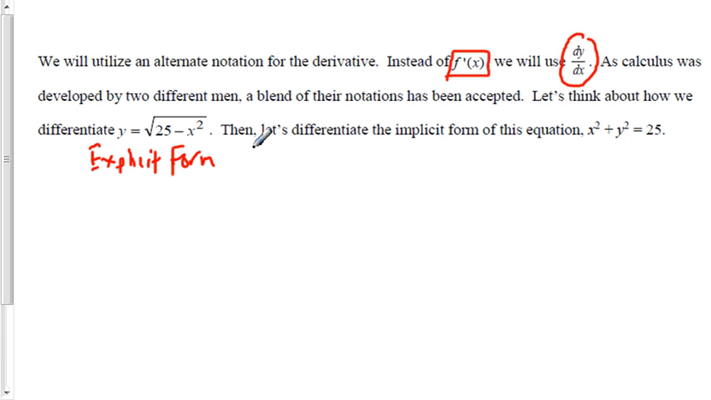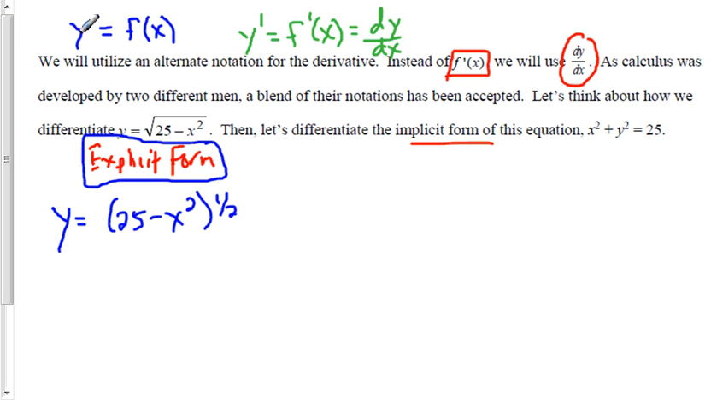And then we're going to differentiate the implicit form of the same thing, x squared plus y squared equals 25. So let's do that right now. Okay, so just like when we started talking about function notation, we had up to that point always said y equals, and probably in algebra 2, maybe in algebra 1, but a lot of times pre-calc, we started talking about function notation f of x.